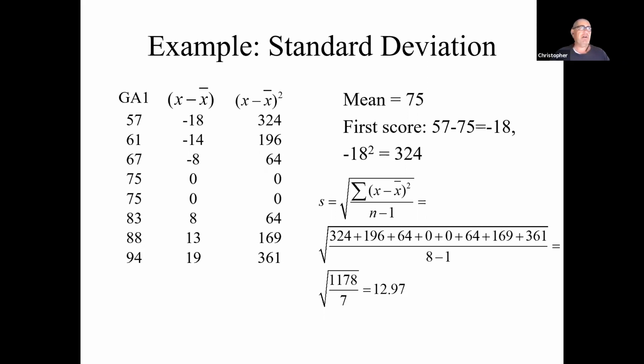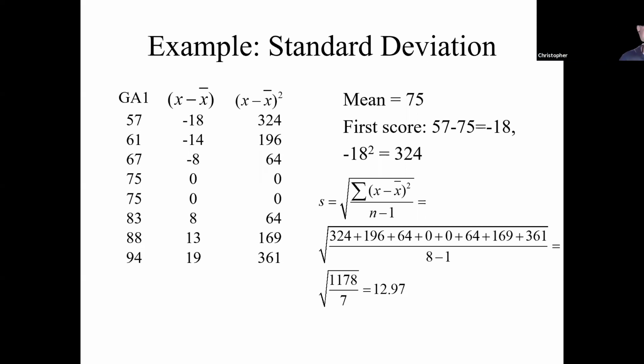X minus x bar is always going to add to 0. This is one of the reasons why we need to square the values. Otherwise, the negatives and the positives are going to even out. If you're doing a problem like this and you keep getting 0 in the numerator, it's because you're adding up the x minus x bars first. You have to square them before you add them up.